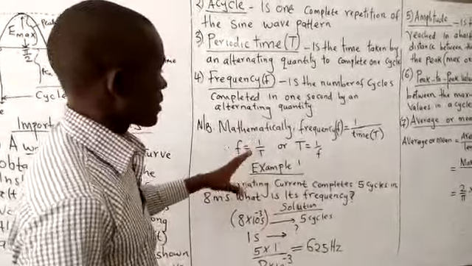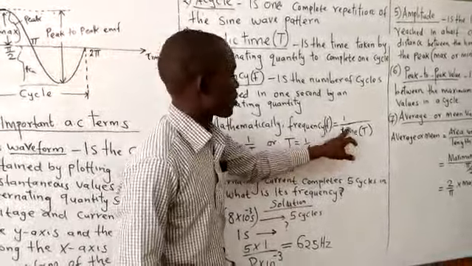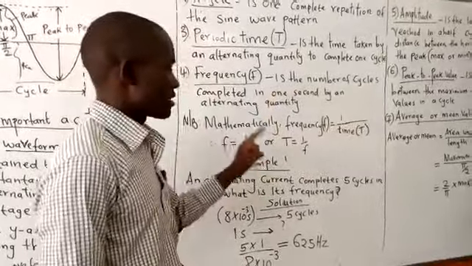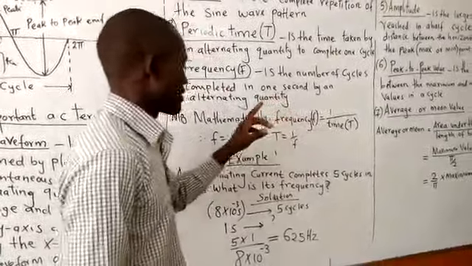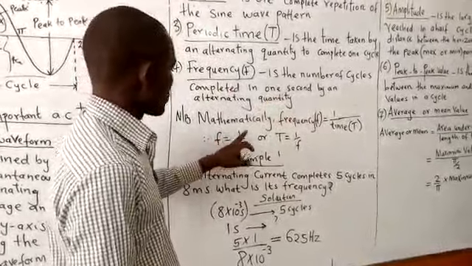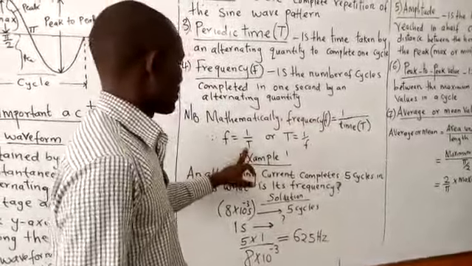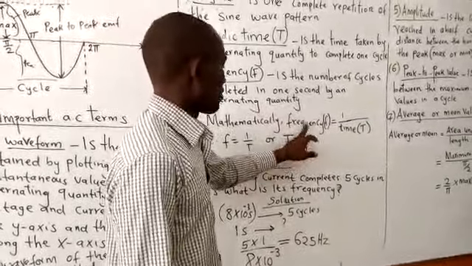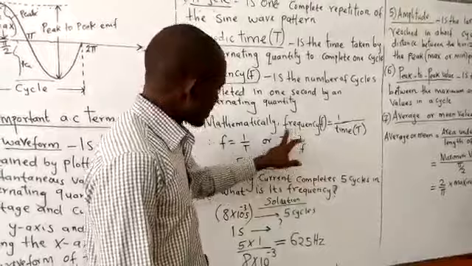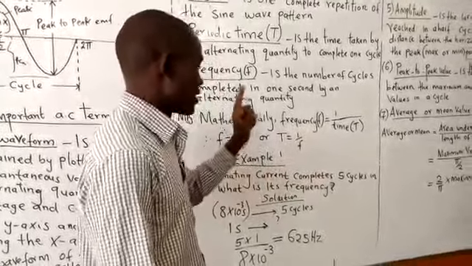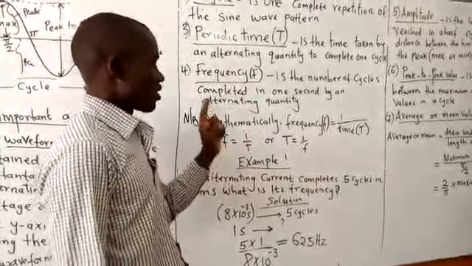Mathematically, frequency is taken as the reciprocal of time. Frequency is the reciprocal of time. That is why we have said frequency is equal to 1 over time, f = 1/T. Or if you like, you make time the subject of the formula, time will be equal to 1 over f. Remember, this time is what we are calling the period. So period is also called time.